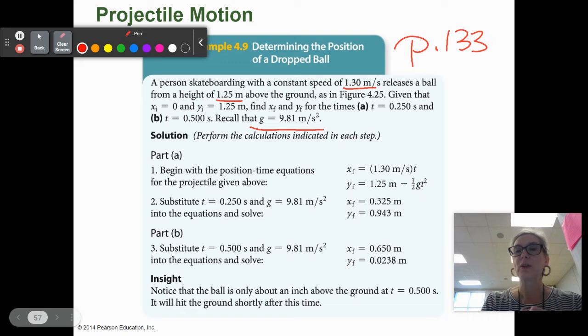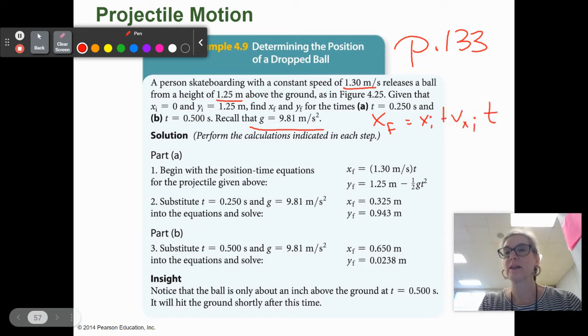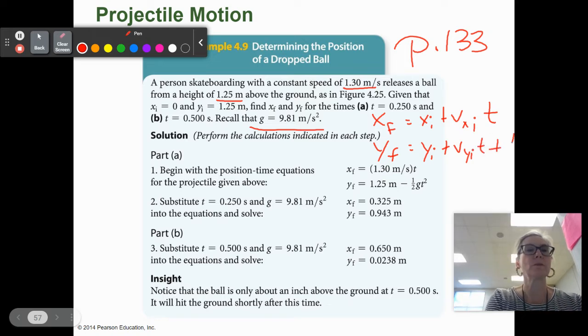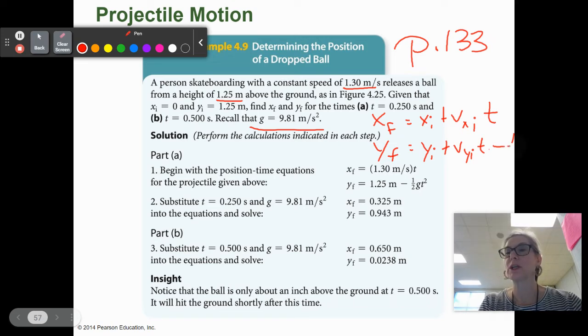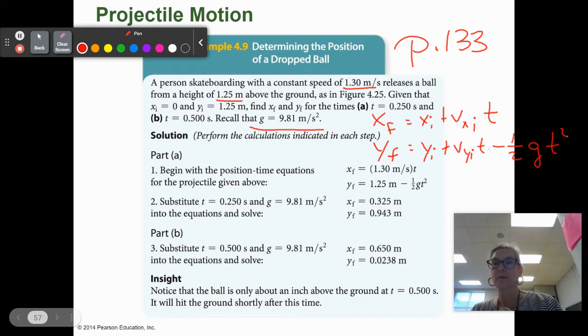original equations up here. So we have xf equals xi plus vxi t. And this is yf equals yi plus vyi t, not a plus, sorry, minus 1/2 gt squared. And that minus sign in there accounts for our, hang on. So then we're just going to plug our numbers in.